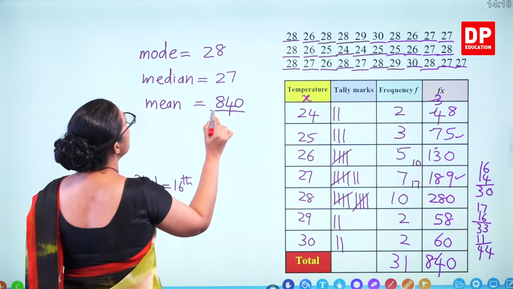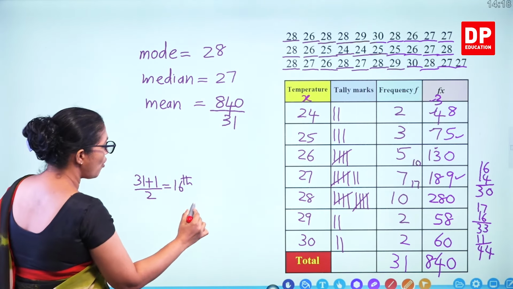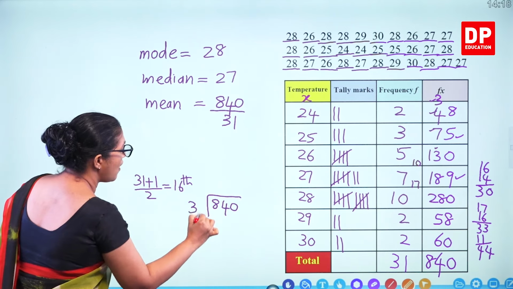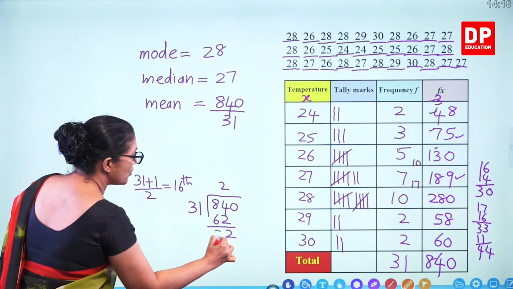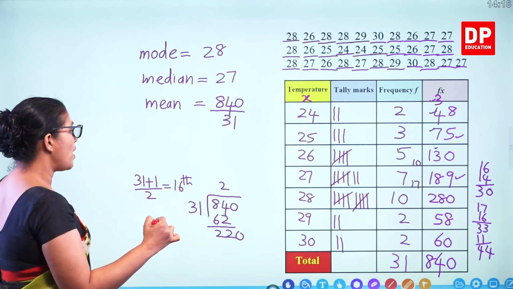840 divided by 31. So we'll do long division. 840 divided by 31. That's 2. So you get 22. Remains for 220.